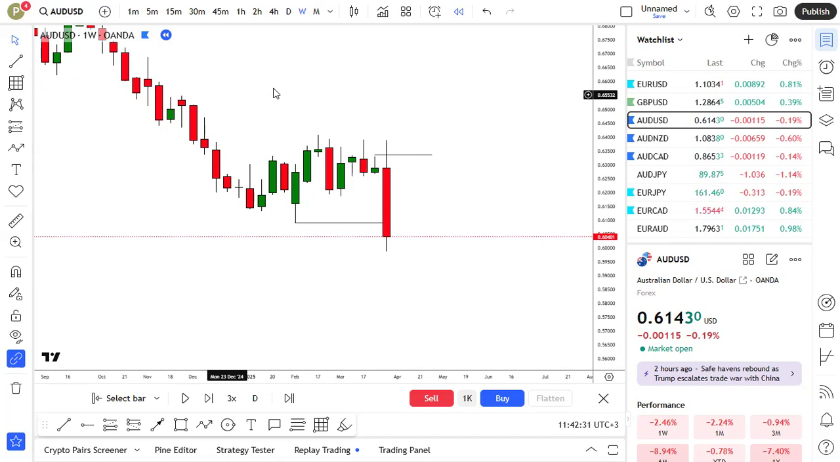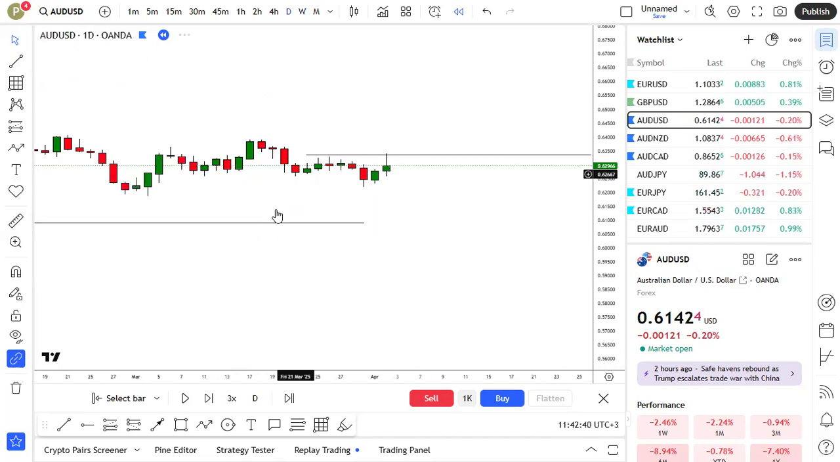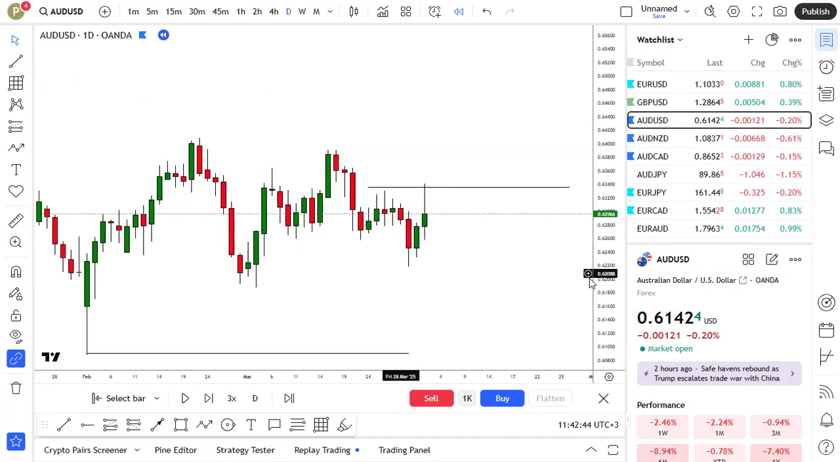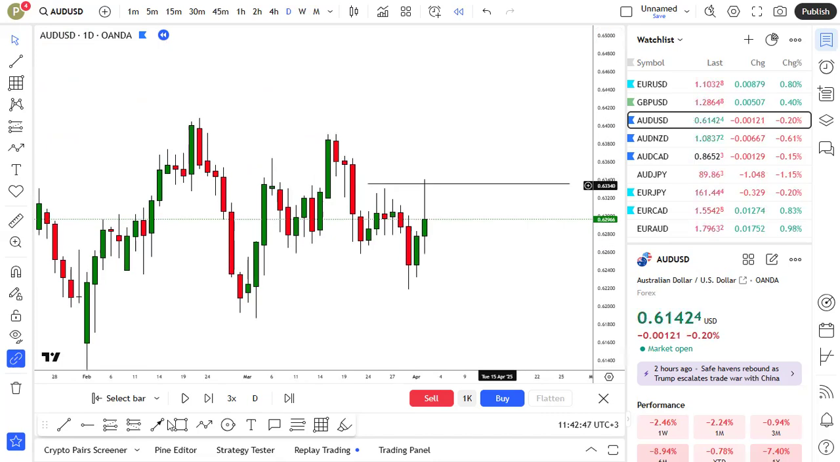Let's check on the daily. So this is the daily. If we check on the daily, okay, daily is simply bullish. Now the weekly is bearish, the daily is bullish. Now your contradiction. This is a contradiction, right?